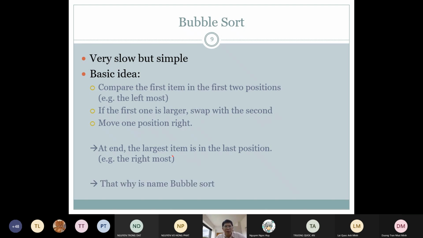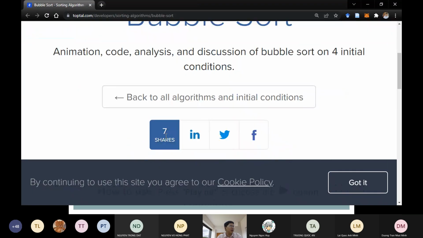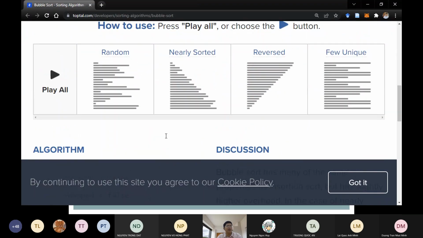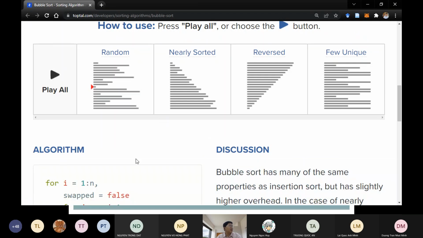That is why people name it bubble sort. If this is the first time you hear about this algorithm, bubble means that they will bring some big item to the last position. Now I will run this one to show you visually. Now have a look at this. Can you see the screen? Okay.